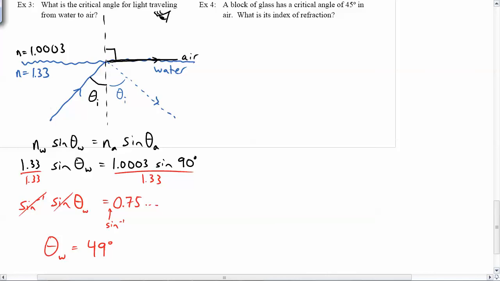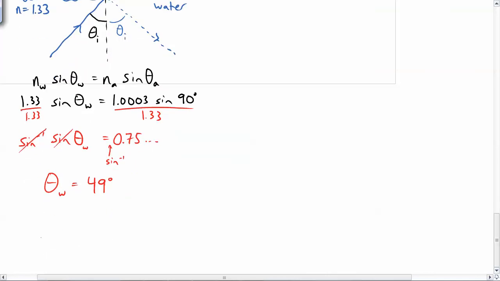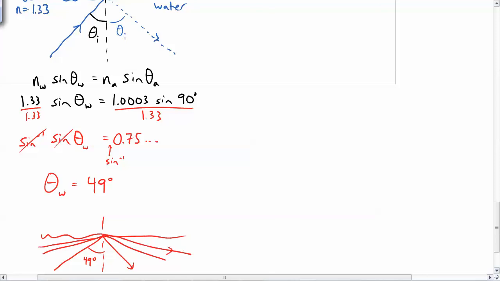Okay, so what that means is as long as your angle in the water is at least 49 degrees away from the normal, all of it is going to reflect. If you have 50 degrees or 80 degrees, and you're shooting light through water, all of the light is going to reflect and none of it is going to come out into the air.